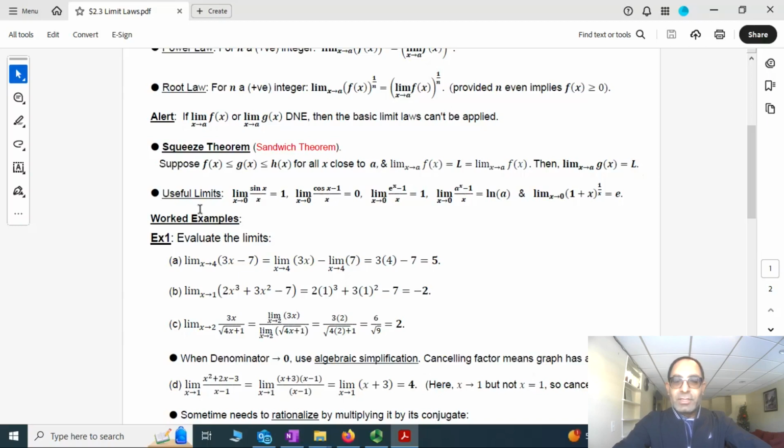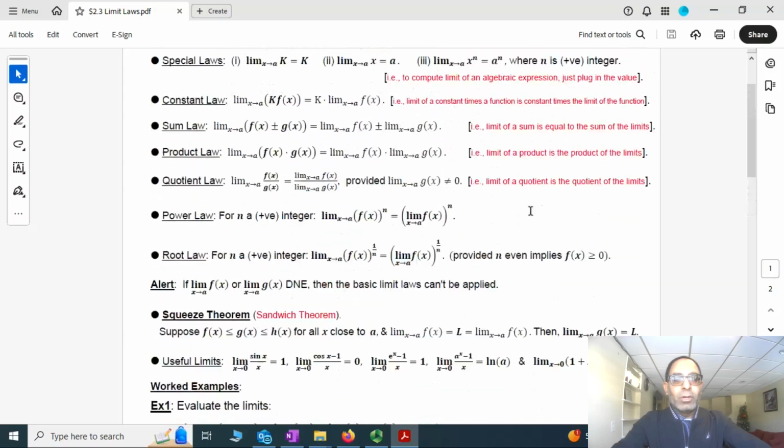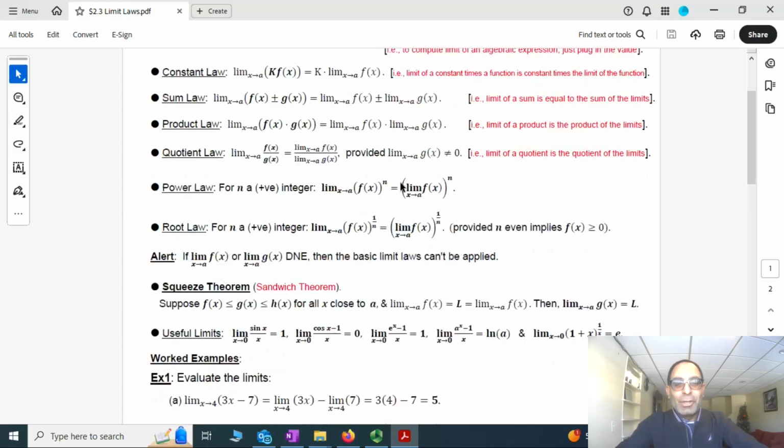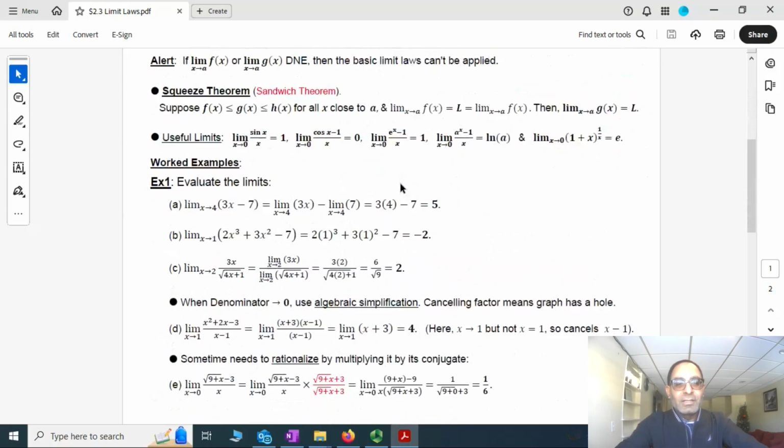Some useful limits. Now we have learned these basic limit laws. Let's implement them and compute some of the limits below. So let's start the example.